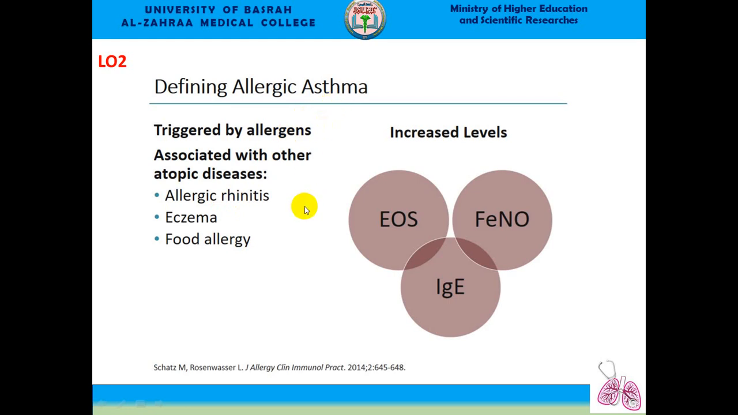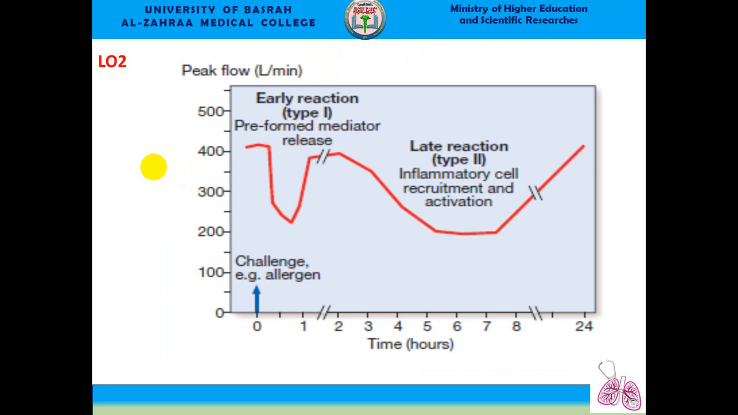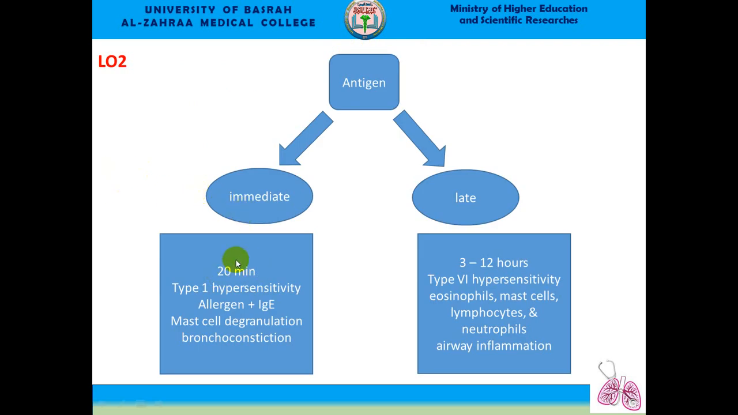So all of these together are usually seen in people with allergic asthma. Why? Because a common thing for all of these atopic diseases is the increased level of eosinophil, IgE, and nitric oxide. So whenever a patient or a susceptible individual is exposed to an antigen or allergen, usually from the air, and we'll talk about these precipitating factors later on, there will be two types of responses. First of all, there will be an immediate response, and this immediate response occurs within 20 minutes of exposure to the antigen, and it is a type 1 hypersensitivity reaction characterized by interaction between the allergen and the IgE that is produced from the B cells.